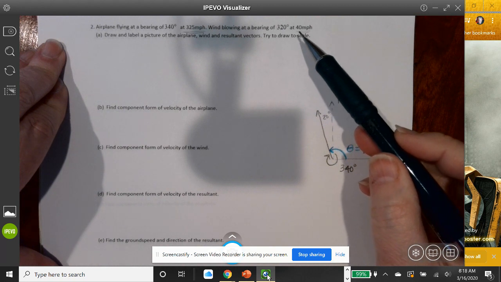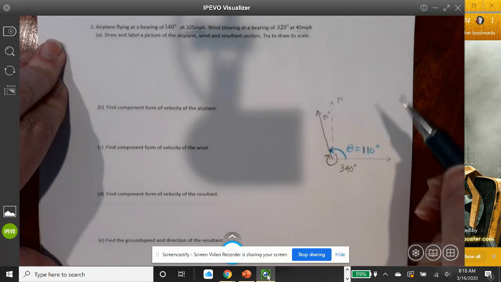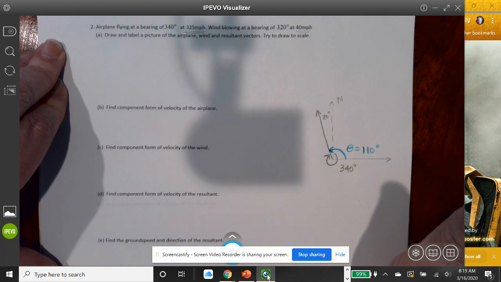All right, so the rest of the problem says the wind is blowing at a bearing of 320 degrees at 40 miles per hour. So what we're going to do is add the airplane velocity vector with the wind velocity vector and see what the resultant is.